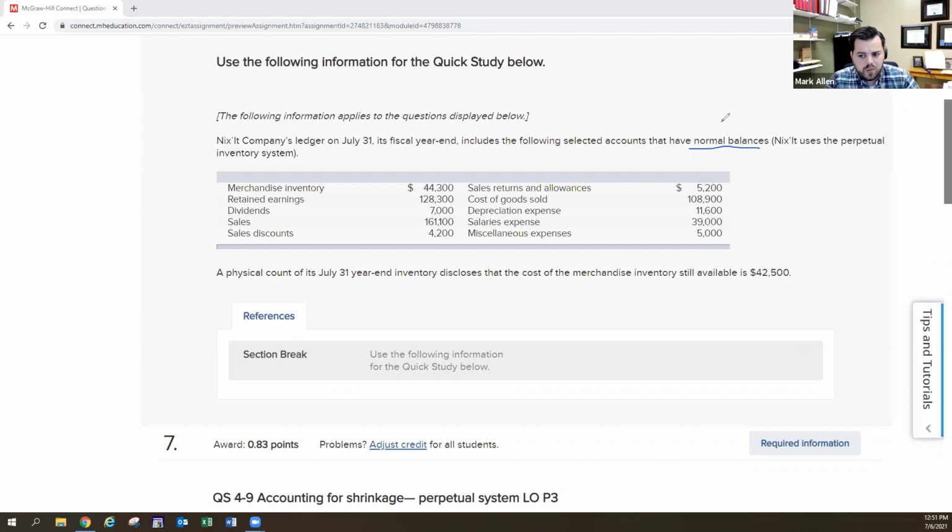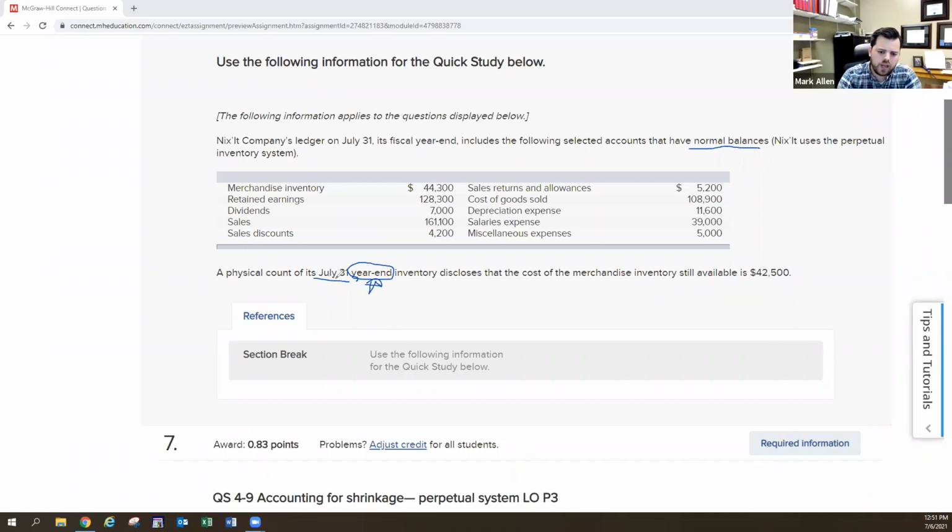This just kind of assumed that you know that these accounts will have normal balances, but here they specifically point that out and they tell us Nixit uses a perpetual inventory system. And they say here a physical count of their inventory as of July 31. Notice their year end. So not a 12/31, not a calendar year end, right? We haven't seen this too much at this point in the semester, but it is something we'll be seeing more and more as we move on through the course. And in the next course is varied year ends.